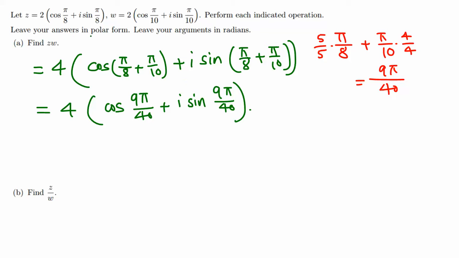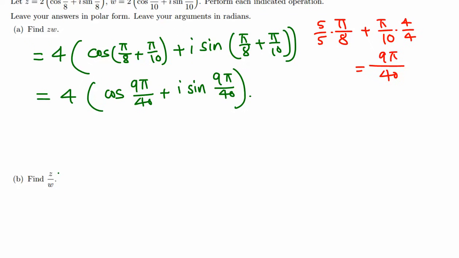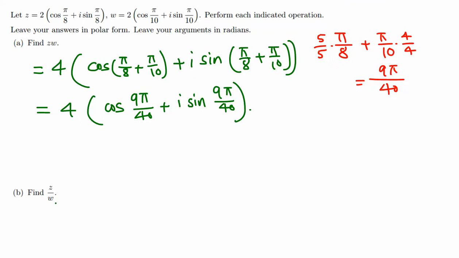Okay, leave your answers in polar form. This is in the polar form, r cosine theta plus i sine theta. Next we find g over w. So we need to divide this complex number g by w. So that will be then, this is on the top, this is on the bottom.